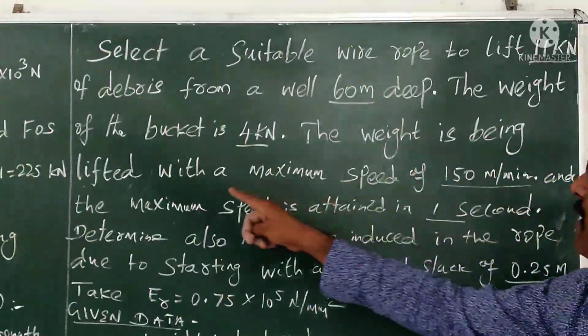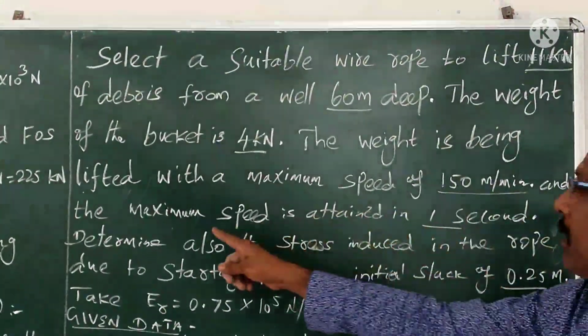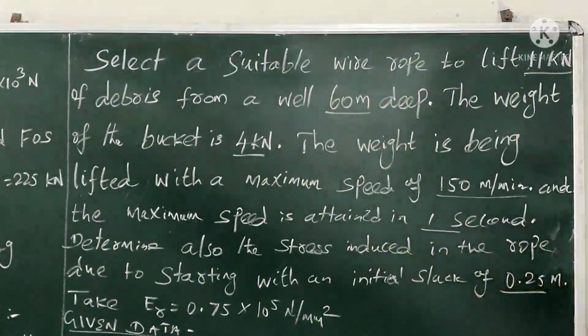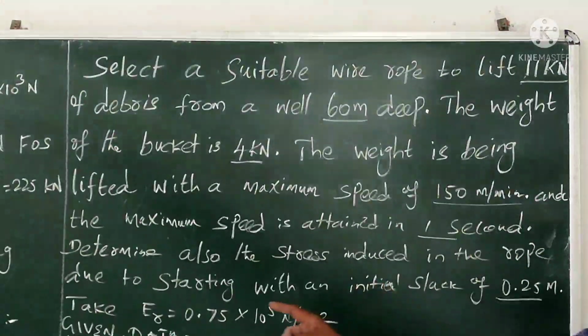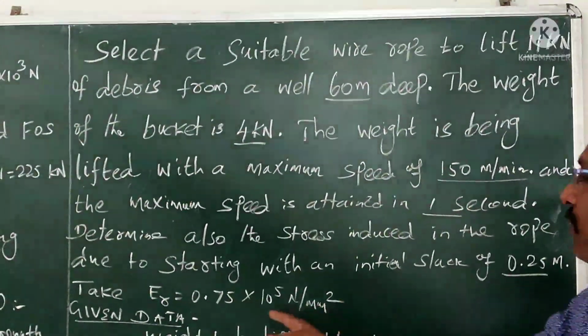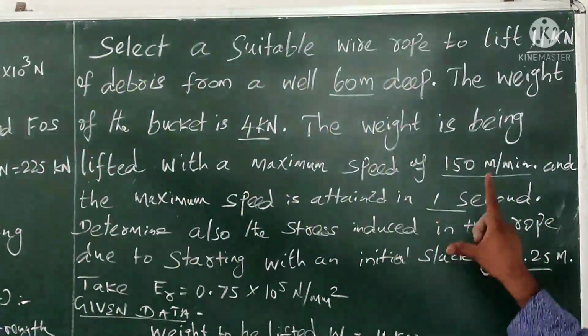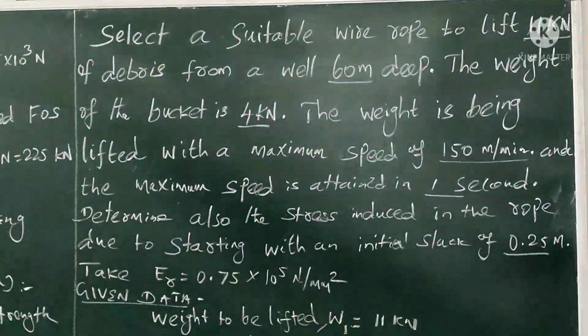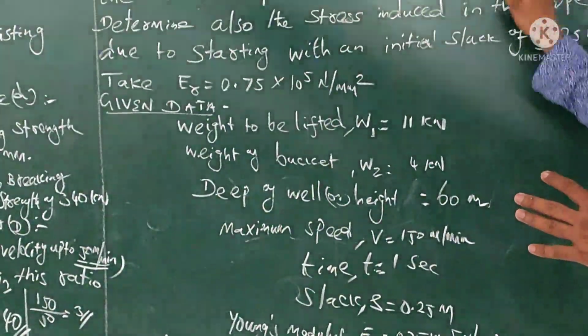The weight is being lifted with a maximum speed of 150 meter per minute, and the maximum speed is attained in 1 second. Determine also the stress induced in the rope due to starting with an initial slack of 0.25 meter. Take sigma r equal to 0.75 × 10^5 Newton per millimeter square. So this is the problem given.